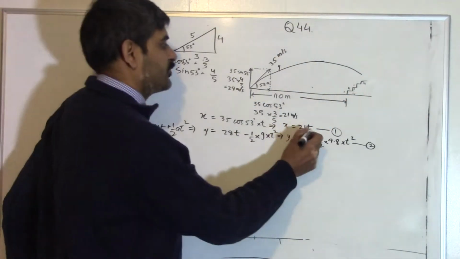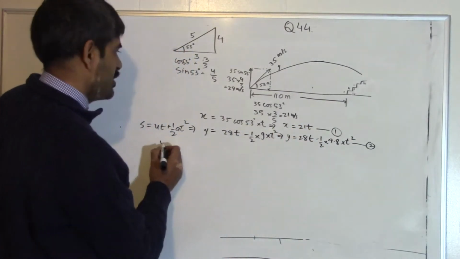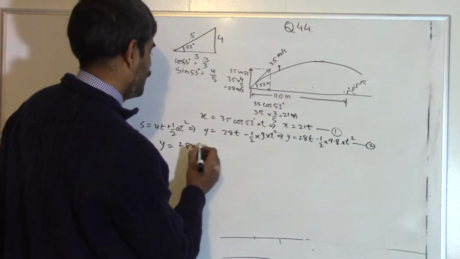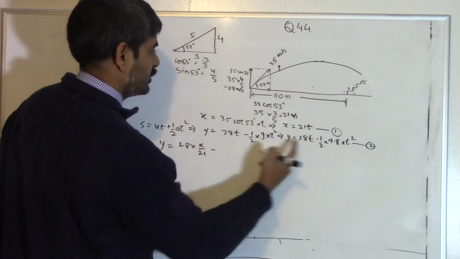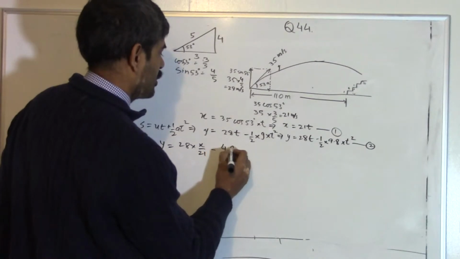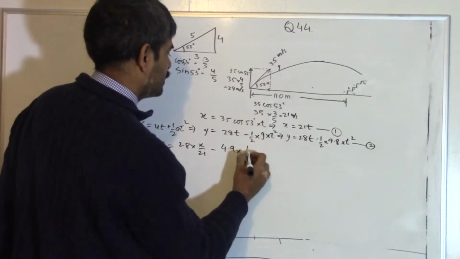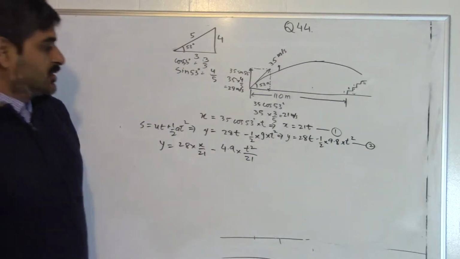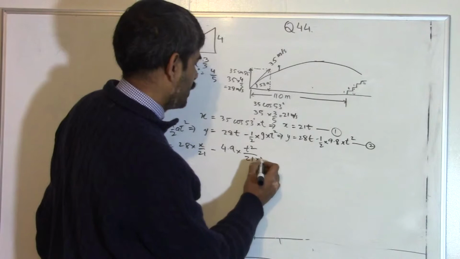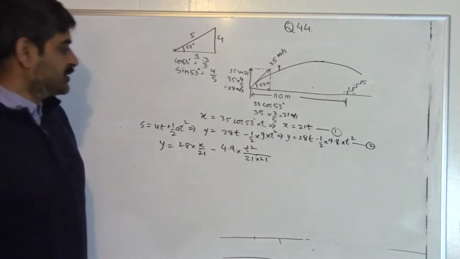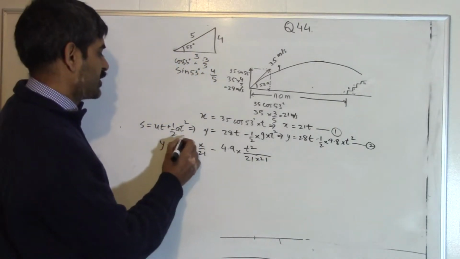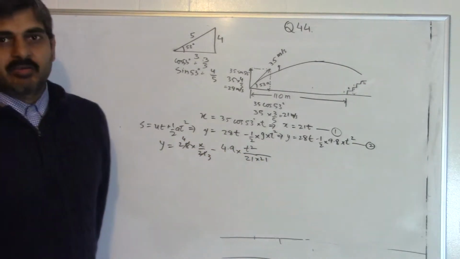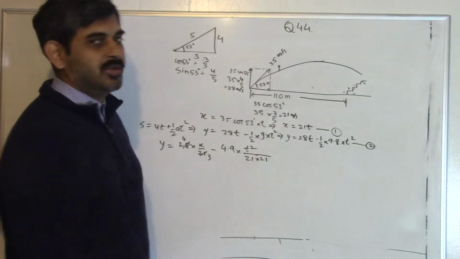So substituting the value of t from here to here, we get y equal to 28 into t, which is x upon 21, minus 4.9 multiplied by t square, which is x square by 21 square. One of the hints you get is that this can be divided by 7. 7 into 3 is 21, 7 into 3 is 21.